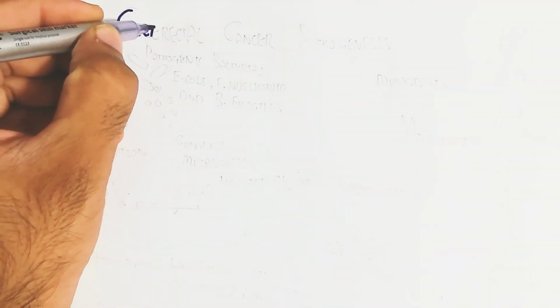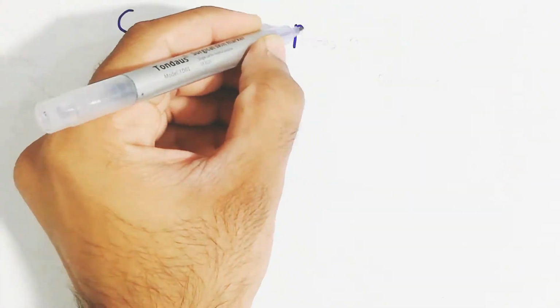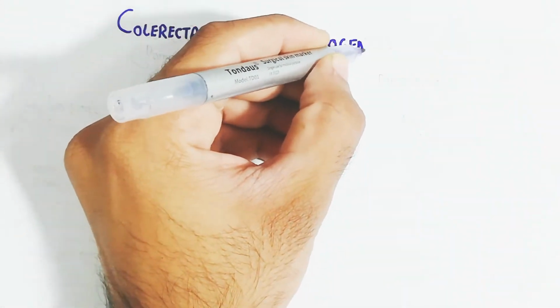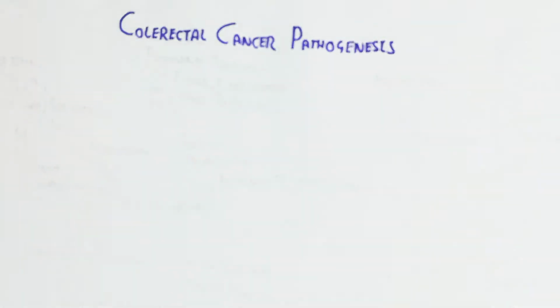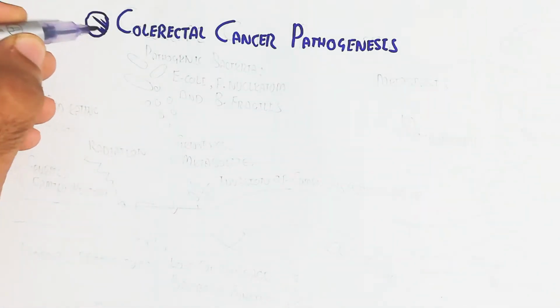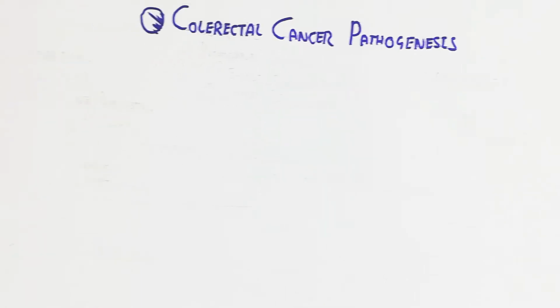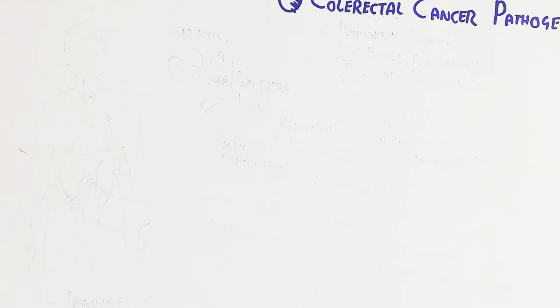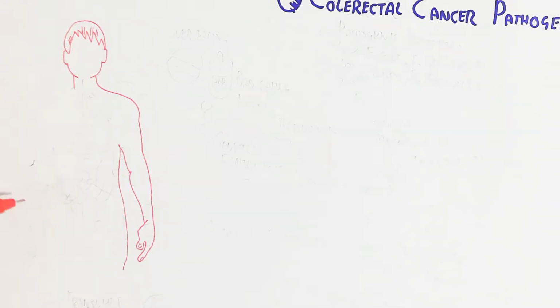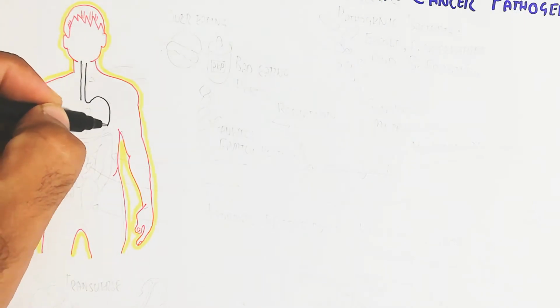Hello, in this video we will discuss colorectal cancer pathogenesis, the whole mechanism. In this video we will learn: what is colorectal cancer? Basically it is colon cancer, which occurs in the large intestine, remember. The large intestine is also known as the colon.